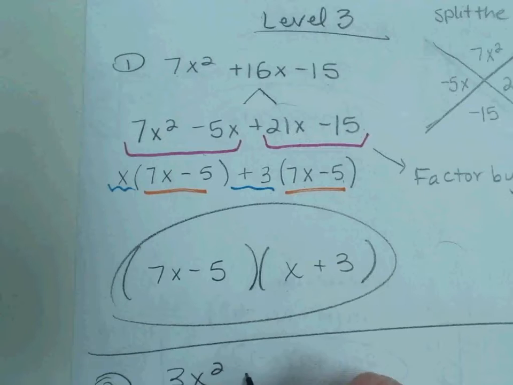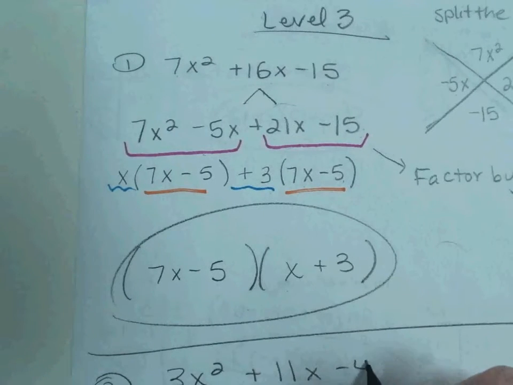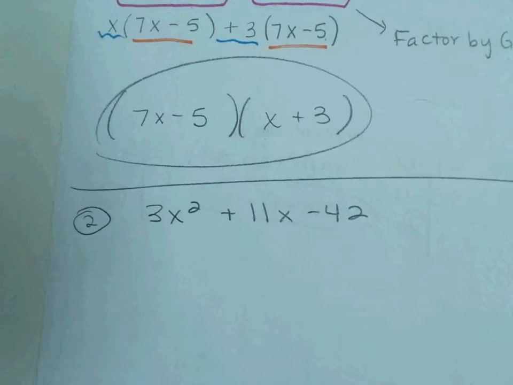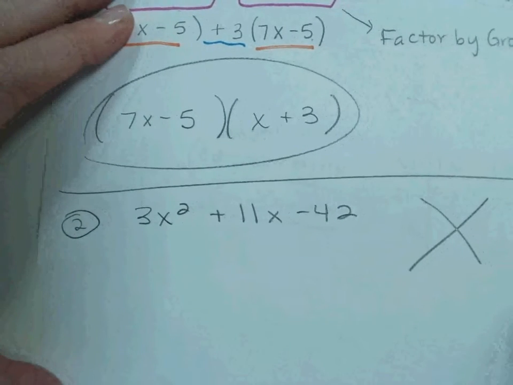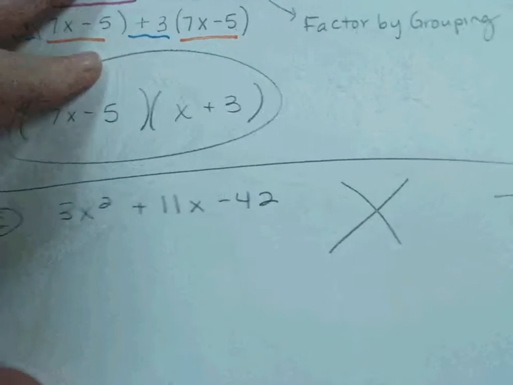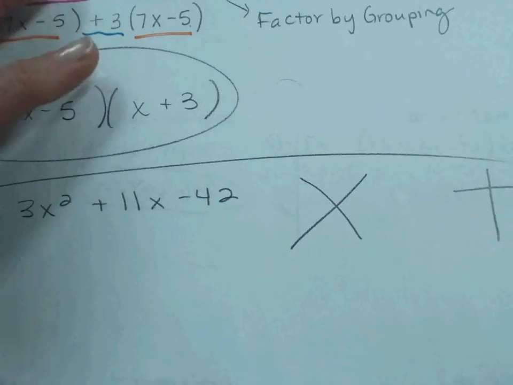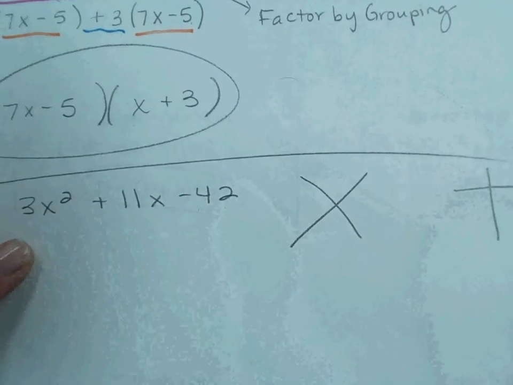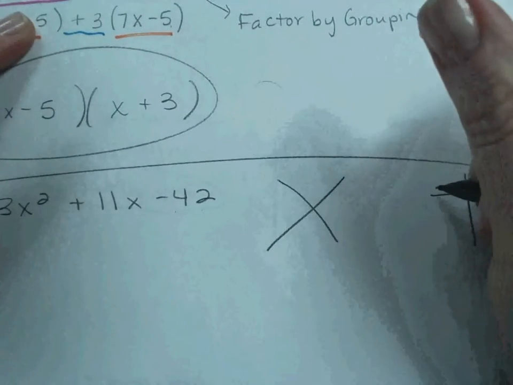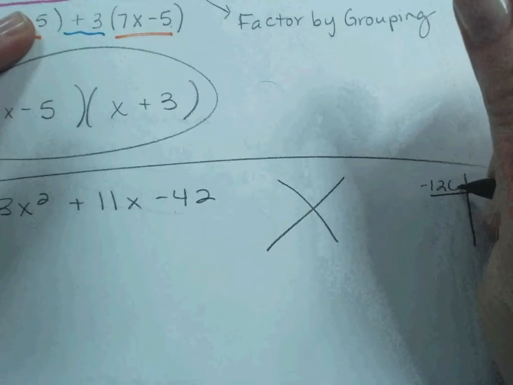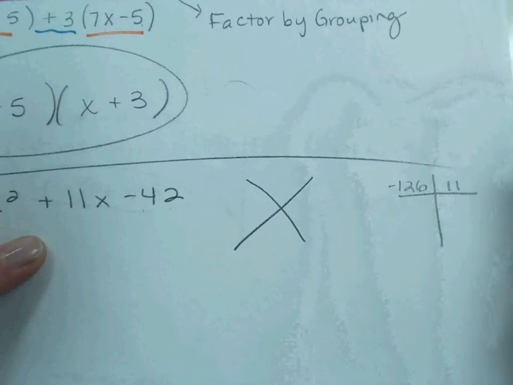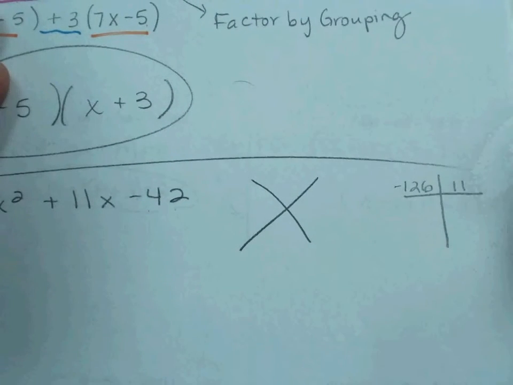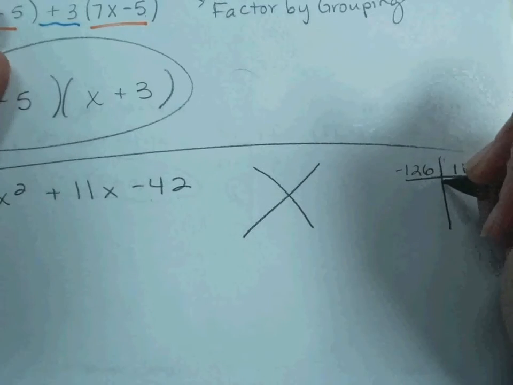3x squared plus 11x minus 42. It gets faster as we go. We'll draw our X, and we'll draw our T. In the T, we multiply the 3 and the negative 42. And the b value goes on the right-hand side. And then we look for factors.